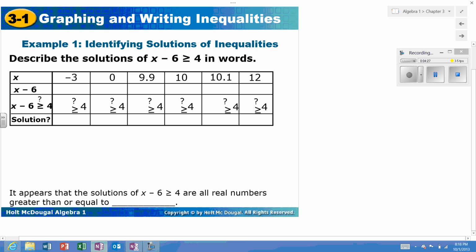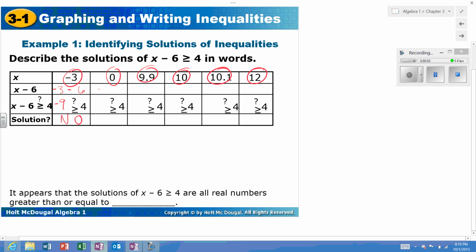Okay, so we're going to check to see if some of these values are solutions of the inequality. So we're given the inequality x minus 6 is greater than or equal to 4. And our values of x are given to us right up here in the top of the chart. So we're going to plug those into the left side of the inequality, x minus 6. So we're going to plug in -3 for x and get -3 minus 6, which we know is -9. So is -9 greater than or equal to 4? No, it is not. So this is not a solution.